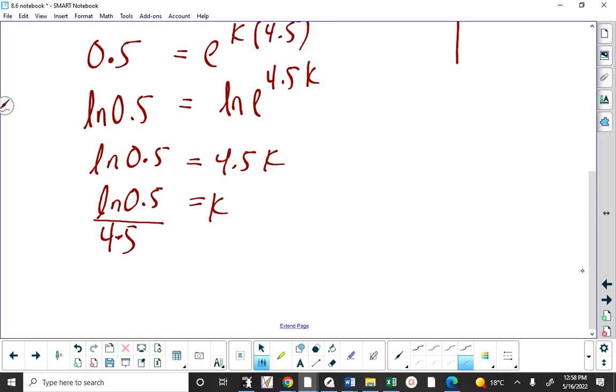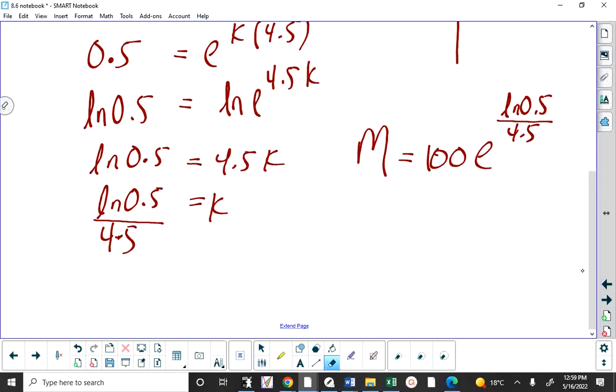And we had already loaded in the 100 for P0. I guess I'll stick with the M. We had already loaded in the 100 for M0. Now we just have to load in that ln of 0.5 over 4.5 for k. So it's 100 multiplied by e to that constant times t. Is that okay?